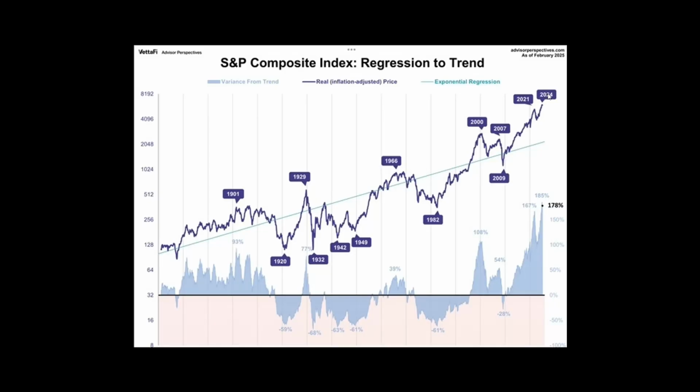You go back here, you see at the peak in 2000, the dot-com bubble, we were at 108%. You see back here in 1966, 39%. 1929, we were at 77%. So it's the most overvalued ever. Also, please keep in mind that this data accounts for inflation. It's inflation adjusted. So what does this mean?